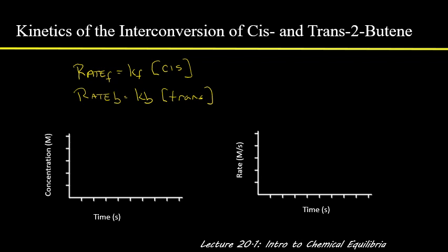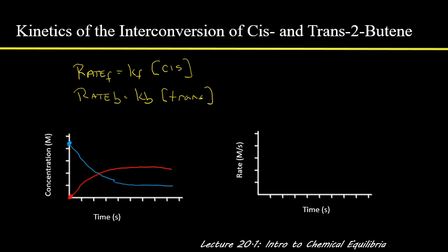Remember that if we start with all cis molecules, the concentration decreases and then kind of plateaus like that. Meanwhile, for the trans molecules, we're starting in this particular example with a solution that contains all cis molecules and no trans molecules. So the concentration of the trans molecules will gradually increase and then plateau.